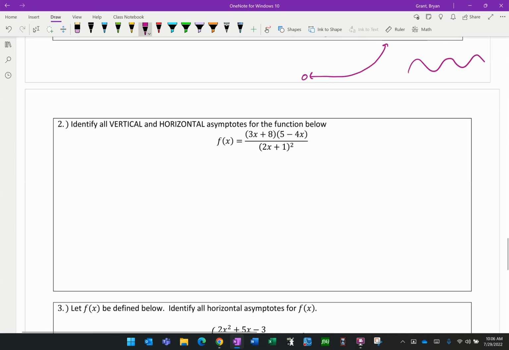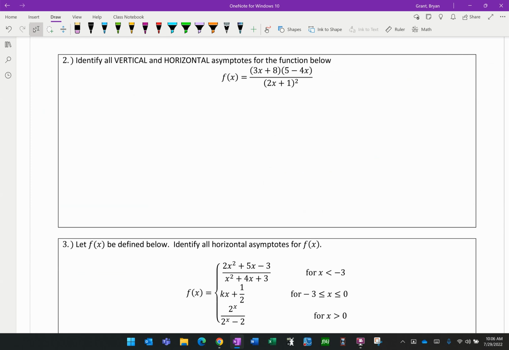Okay, let's move on to problem 2. Identify all vertical and horizontal asymptotes for the function below. Ooh, blast from the past. Vertical and horizontal? Let's start with horizontal because we've been focusing on that. We know we'll need to find the limit as x approaches infinity of f of x. Well, to do that, we've got this function on the top and this function on the bottom, and they look pretty complicated. I'm not quite sure what's the most dominant or even what to do here.